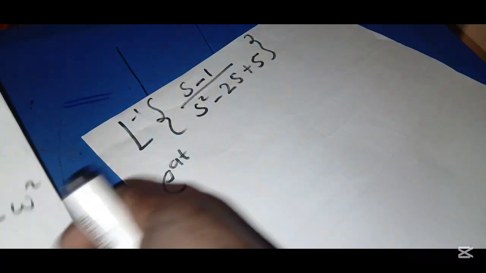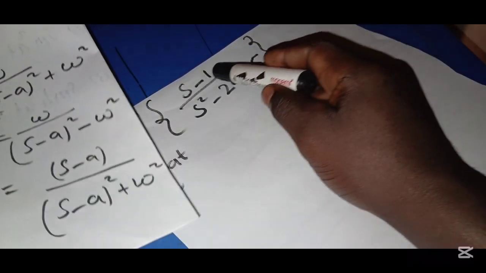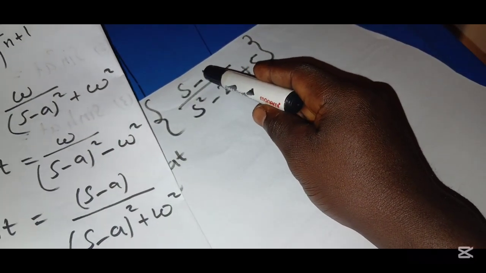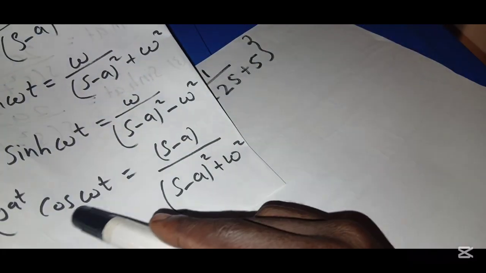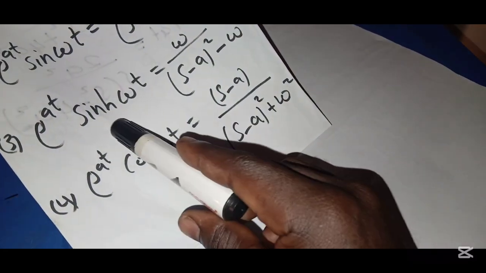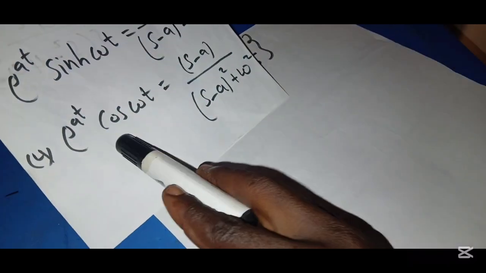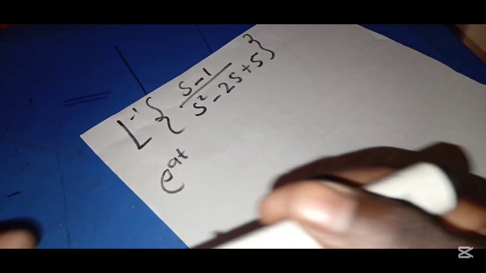So looking at the general formulas, we have s minus something at the numerator side. So this tells us that it is a cos function, right? But how do we know? Is it cosh omega t or cos omega t? We will get to find out, right?